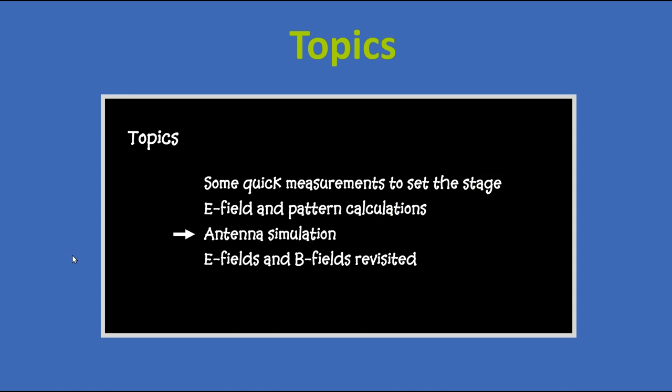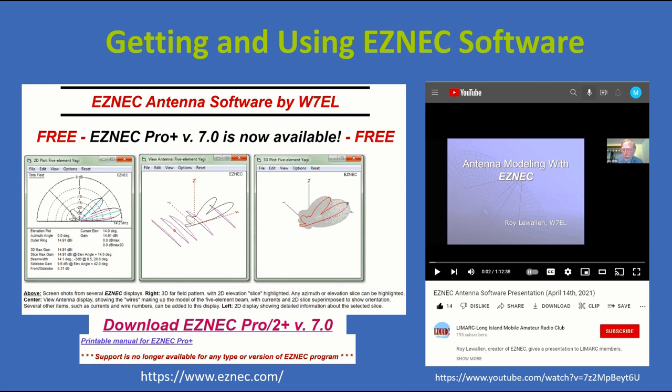So, with that background, let's take a look at some antenna simulation software. If you've never used any antenna simulation software, then this is arguably one of the best programs to start with. It's called EZNEC. And you can get it from the website down here at the bottom, www.eznec.com. And it's been around so long that they're up to version 7, and EZNEC Pro Plus version 7 is apparently now available for free. So I recently downloaded it from this website.